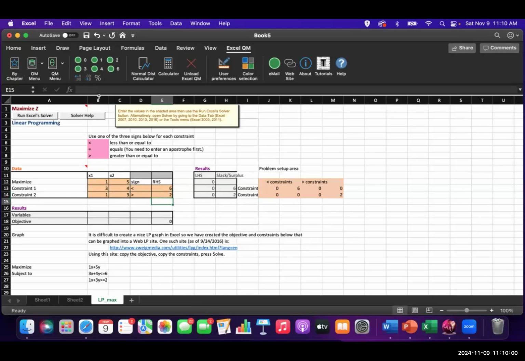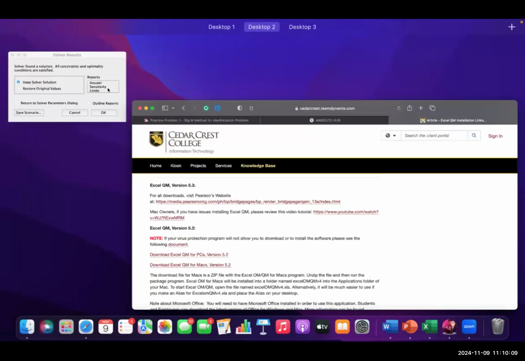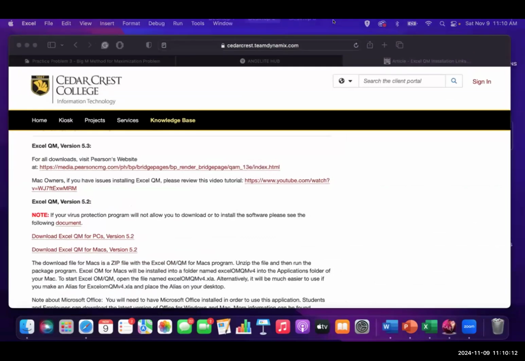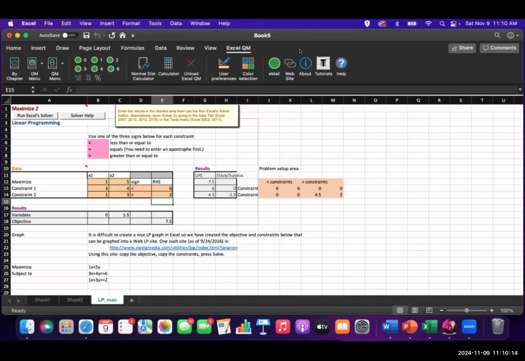So once you are done, you just run the solver. Click run. So lalabas na yung sagot. Ayun na. X1 is 0, X2 is 1.5, and then the maximum Z is 7.5. So this is using Excel QM. Or try mo rin dun sa kanina. Pwede rin.